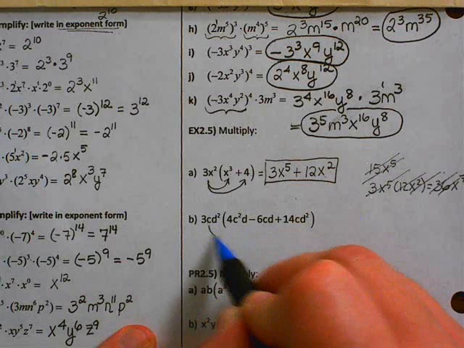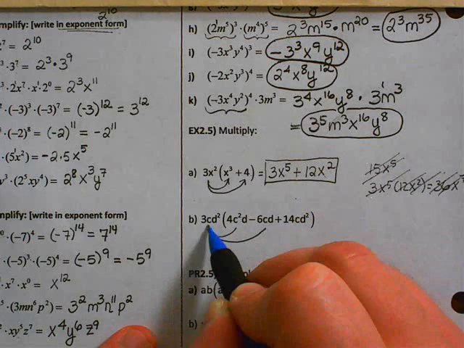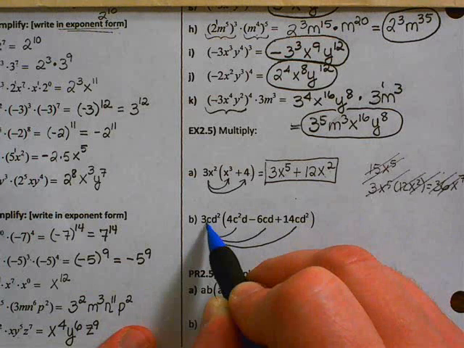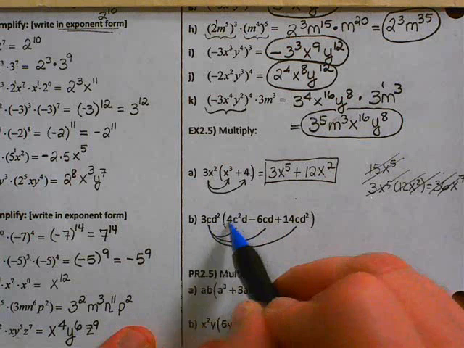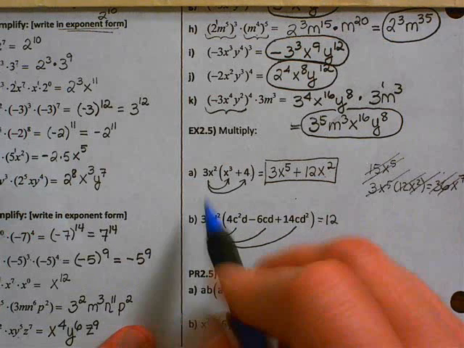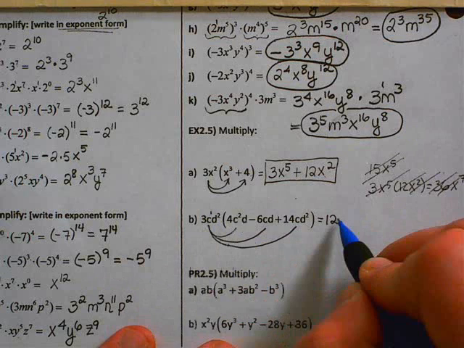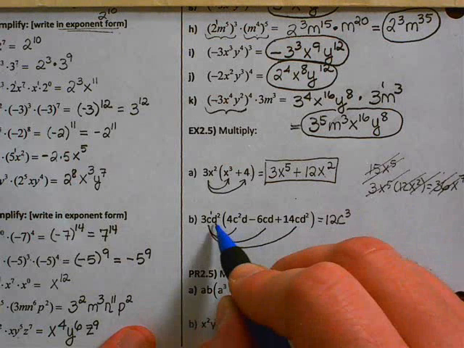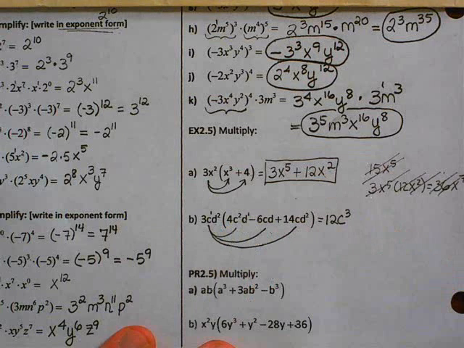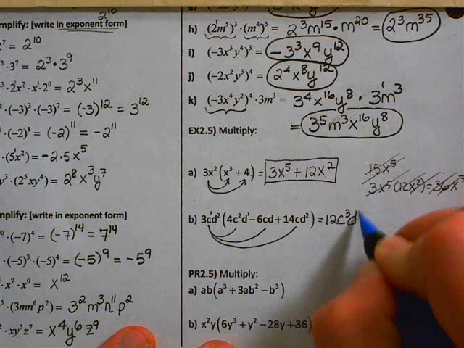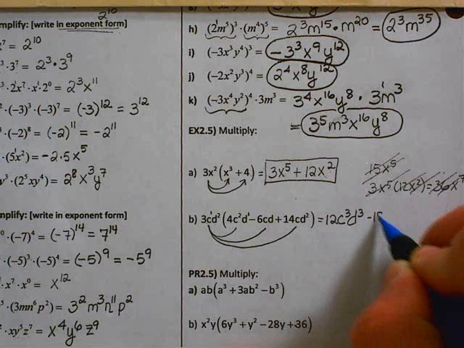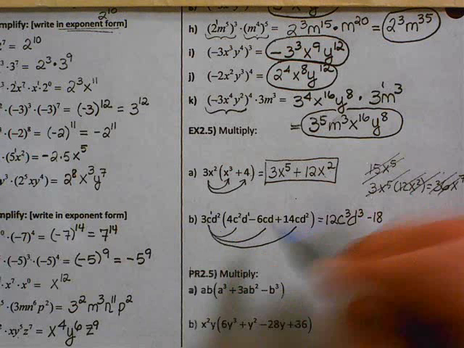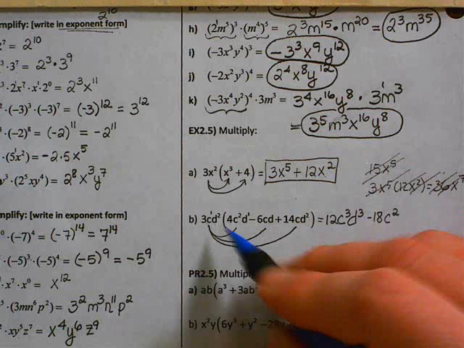We're going to use distribution. And this time we're going to multiply a monomial, something that has one term, times a trinomial, 3 terms. 4 times 3 is 12. Remember there's an invisible 1, so c to the 1st times c squared is c to the 3rd. d squared times d to the 1st is d to the 3rd. Then we're going to do 3 times negative 6 is negative 18. c times c is c squared. And d squared times d is d to the 3rd power.